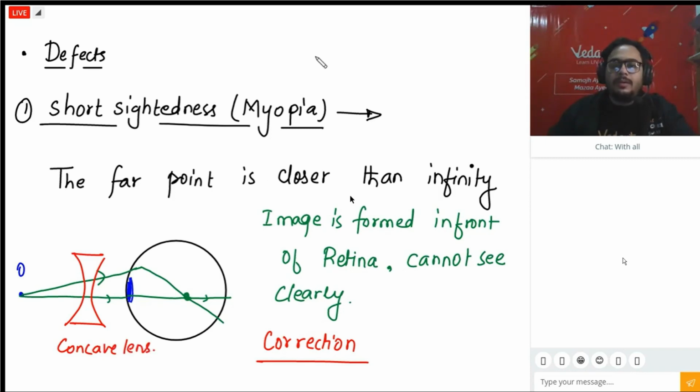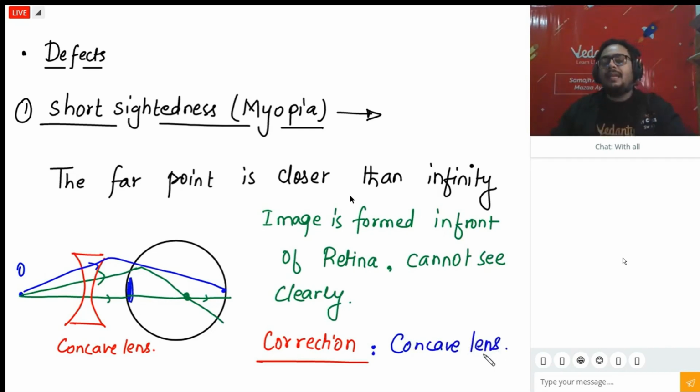When I use a concave lens, miracles happen. Miracles happen because now light rays can form an image on my retina. So basically a concave lens, or a diverging lens, is used to remedy the effect of myopia. Thanks to the technology and advancement of science, we can see how many people have myopia.